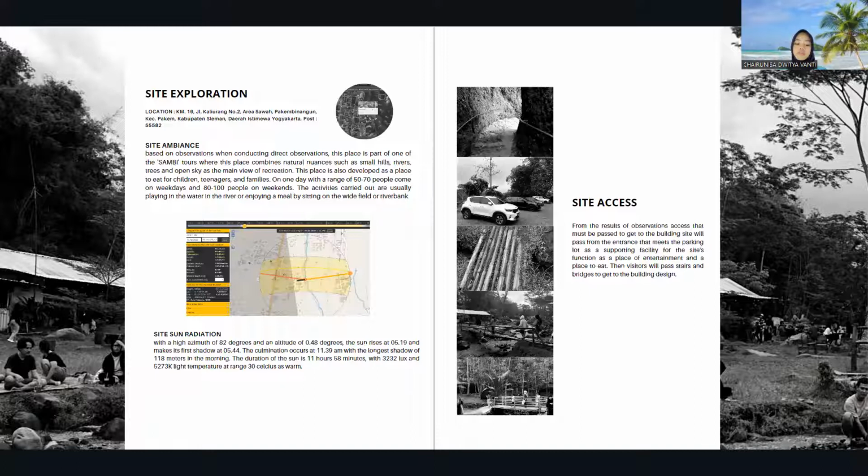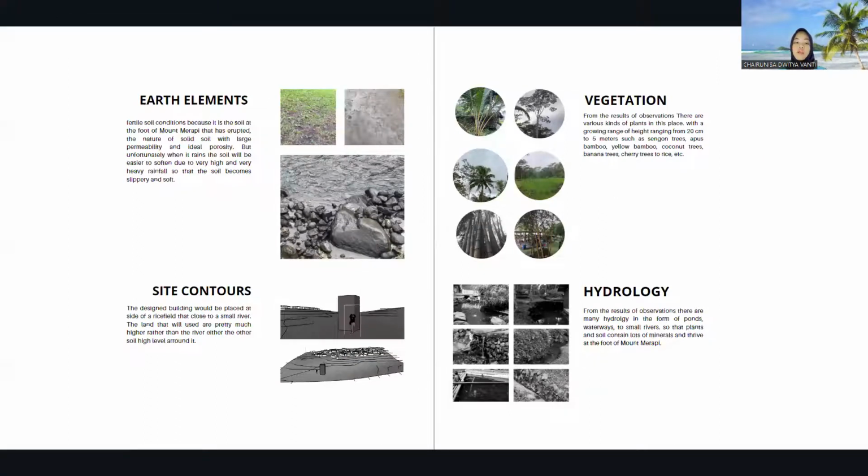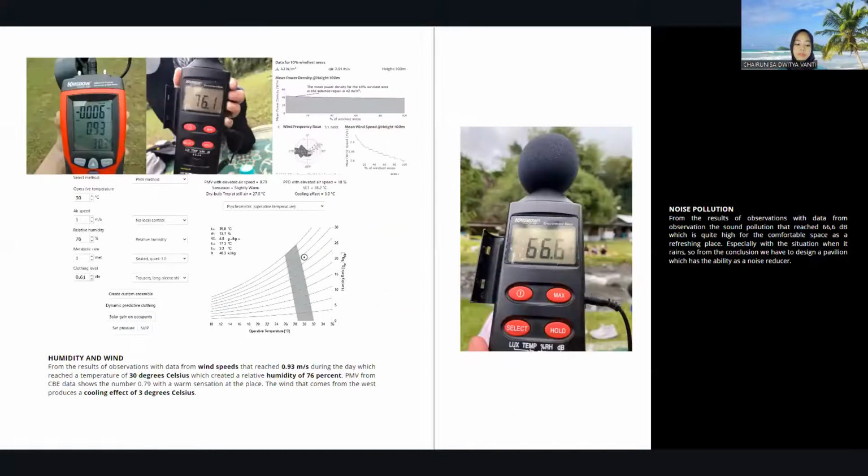The site access lets visitors pass an entrance that meets a parking lot as a supportive facility, then pass stairs and a bridge to get to the building design location. Next are the site existing elements and earth elements that control vegetation and also hydrology. The wind speed is calculated at 0.93 meter per second in a day with 30 degrees Celsius, with relative humidity at 76% and a cooling effect of 3 degrees Celsius.